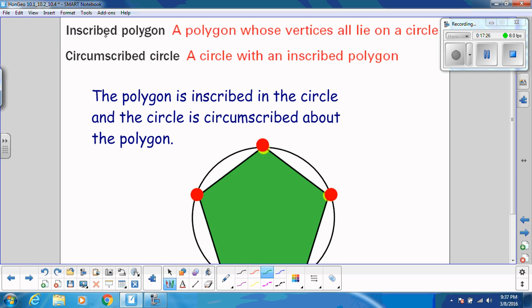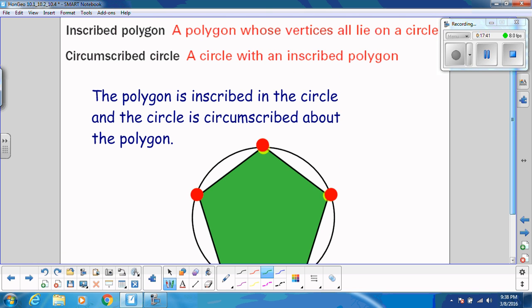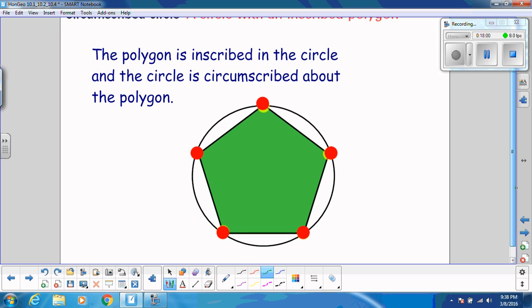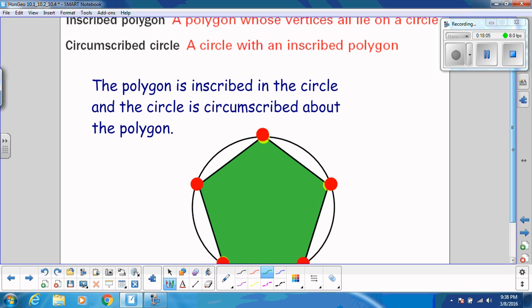Okay, so an inscribed polygon, so we can't just talk about triangles, it could be any polygon, is just a polygon whose vertices all lie on the circle. Here's just emphasizing the difference between the word inscribed and circumscribed. Inscribed, if you think about what that means, in means it's inside of the circle, so the polygon is the object that's inside of the circle. The prefix circum means around. So circumscribed is the circle going around the object. So that's the difference between something that is inscribed versus something that is circumscribed. Here the polygon is inscribed and the circle is circumscribed.